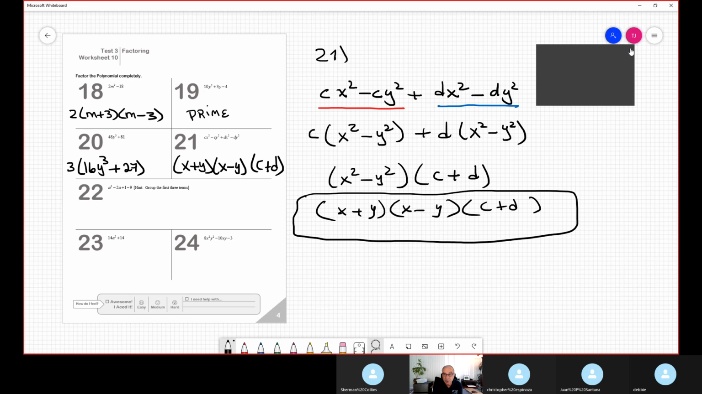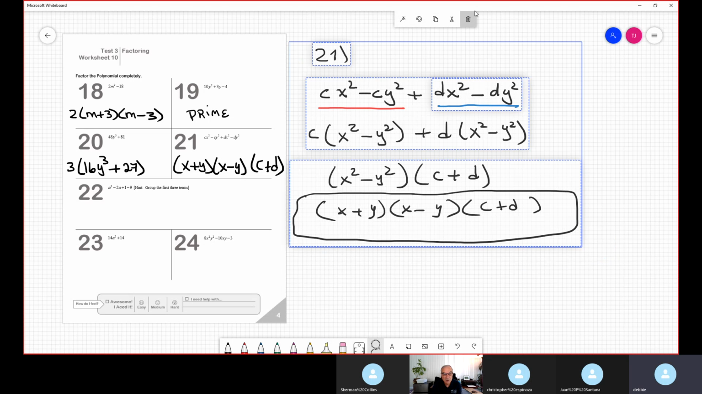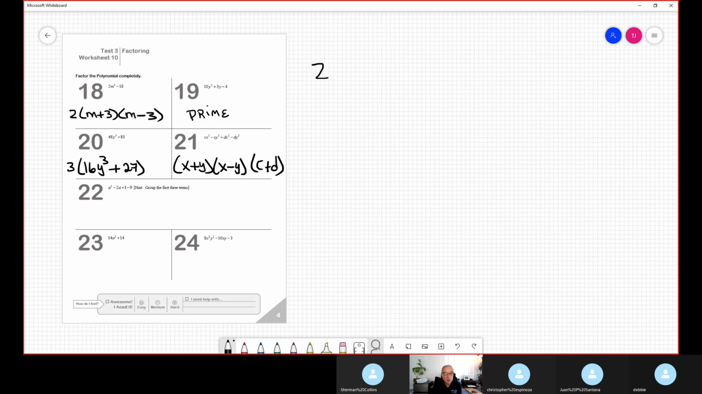Let's move on to the 22nd problem. The 22nd is 2a squared minus 2a plus 1 minus 9. This is weird. This is grouping the first 3 terms. Okay. I wait for the comment. So they want, can you group the first 3 terms? So basically, this is weird. This situation very seldom happens.